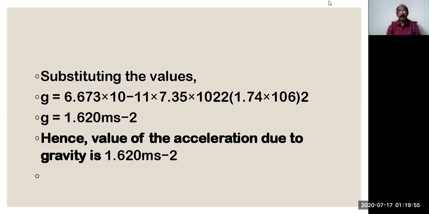Therefore, here, time of flight means total journey time, that is time of ascent plus time of descent. That is called total journey time or time of flight, denoted by capital T.